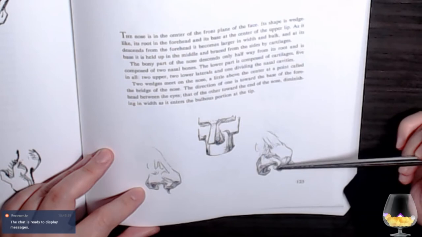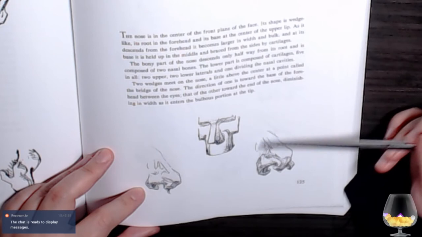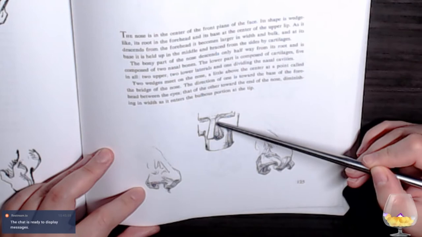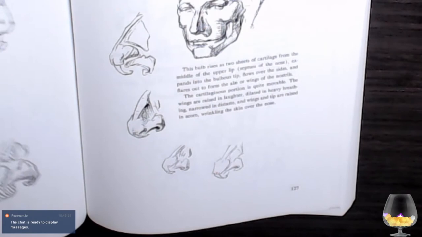Two wedges meet on the nose a little above the center at a point called the bridge of the nose, which is here. The direction of one is towards the base of the forehead between the eyes, which is here, and the other towards the end of the nose, diminishing in width as it enters the bulbous portion. Switch over to this page.